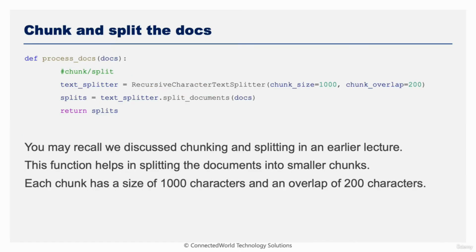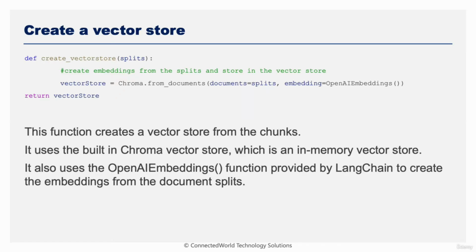Next is the function that chunks and splits the documents. You may recall that we discussed chunking and splitting in an earlier lecture. This function helps in splitting the documents into smaller chunks. Each chunk has a size of 1000 characters and an overlap of 200 characters. This function creates a vector store from the chunks. It uses the built-in Chroma vector store, which is an in-memory vector store. It also uses the OpenAI embeddings function provided by LangChain to create the embeddings from the document splits.